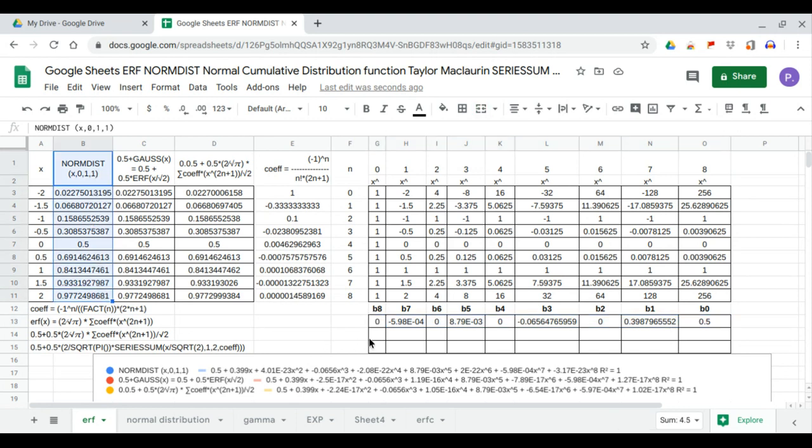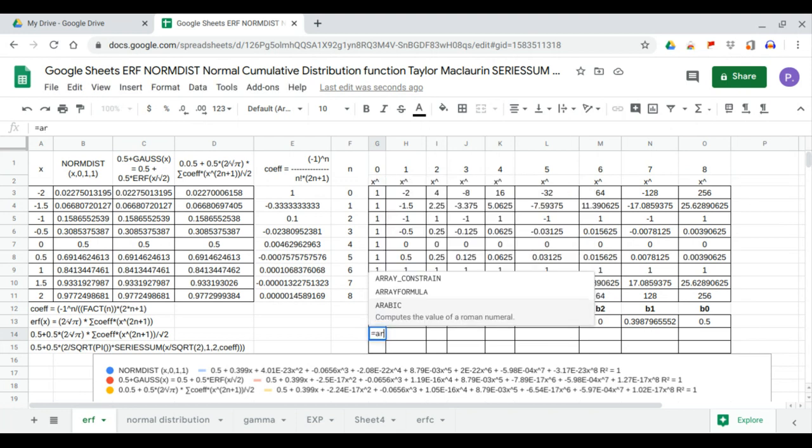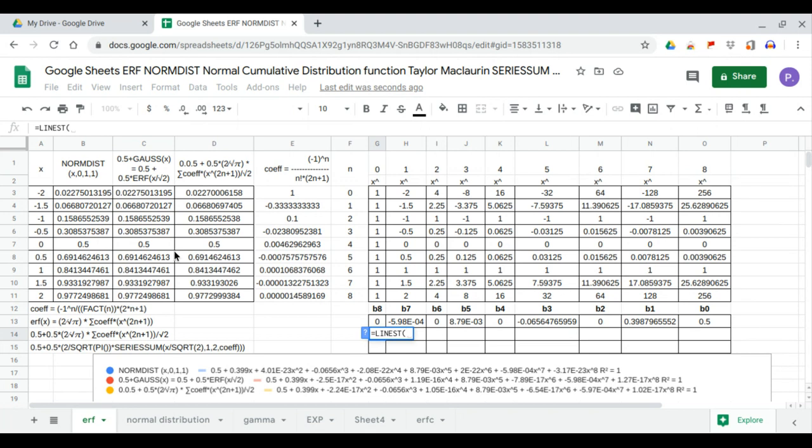Now we begin with the LINEST output of our calculation using Gauss, or the ERF function. So this is equal to array formula or LINEST of these values and the x values. So we have the same values of the coefficients B0, B1, B2, they're the same.